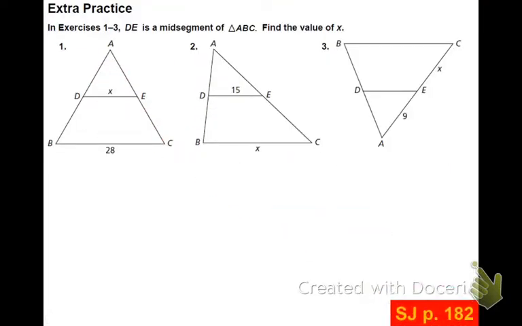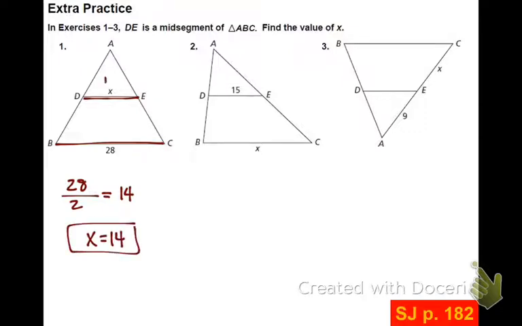We have 3 examples. All right, so in the first, we have DE, that is X, and BC is 28. Well, DE is parallel to BC. DE is the mid-segment, which means it's half of BC. So we can take 28 divided by 2, which is 14. So that means X equals 14 because DE is half of BC.